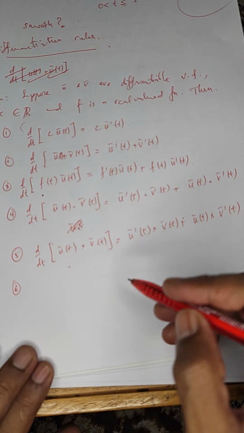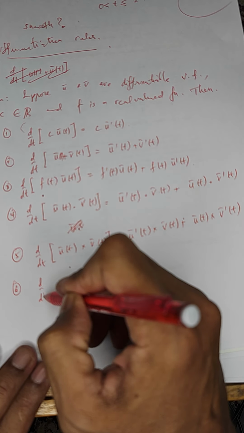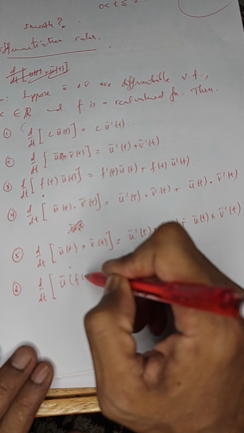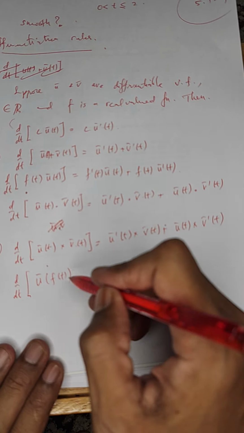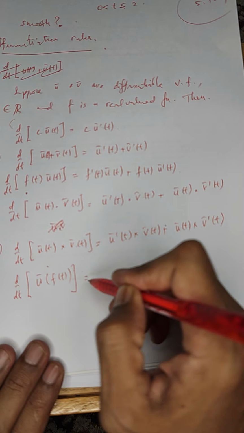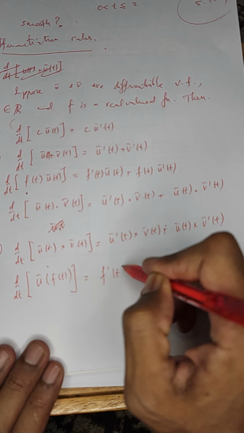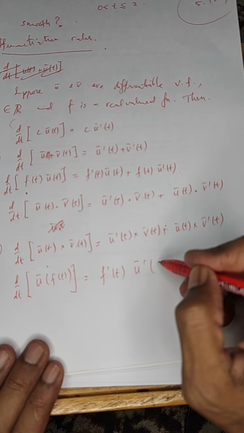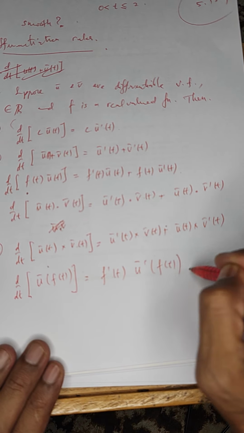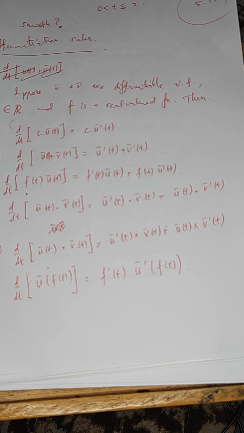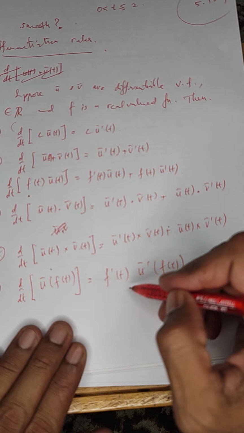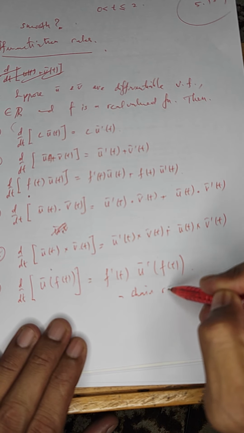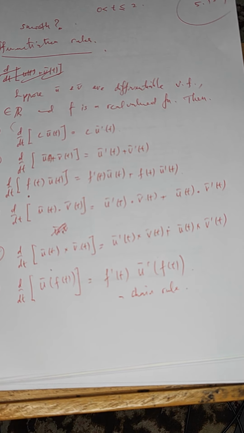And number 6, we have d/dt of u of a function of f(t), here a composite function. This is f'(t) u'(f(t)). So this is basically the chain rule for the vector function. Chain rule.